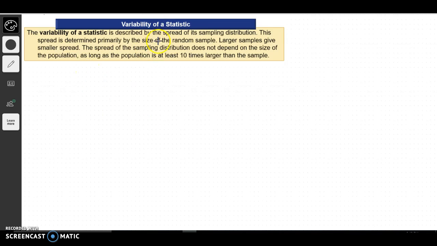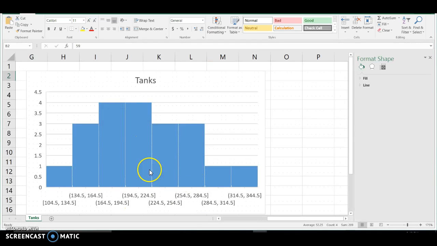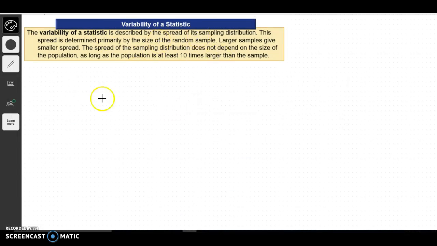The variability is if you take the sampling distribution and check its variability. So if we took the sampling distribution and found its variance, that would be the sample's variability. Now, a lot of times you want to have large sample sizes, and a lot of times we say that the spread of the sampling distribution depends on the population, and the population is at least 10 times larger than the sample. So you don't want it to be the entire population, but you want it to be a certain percentage.